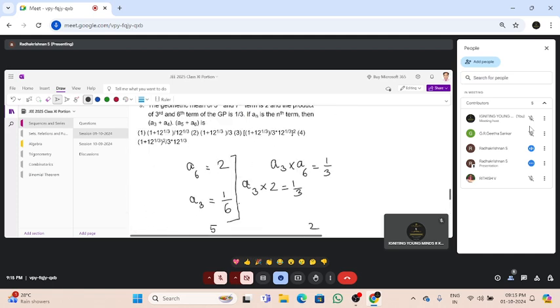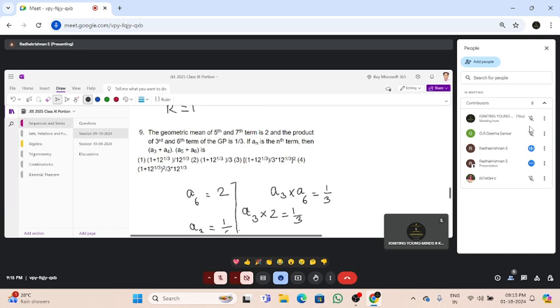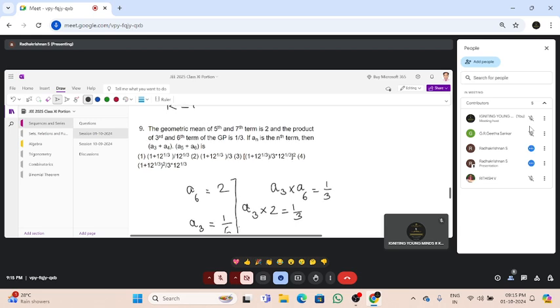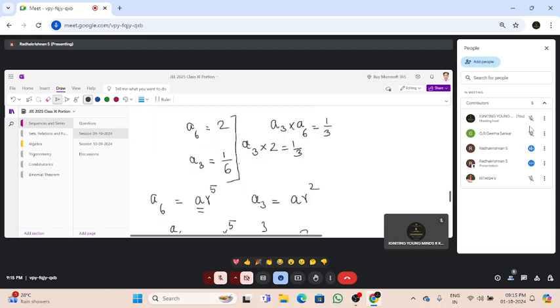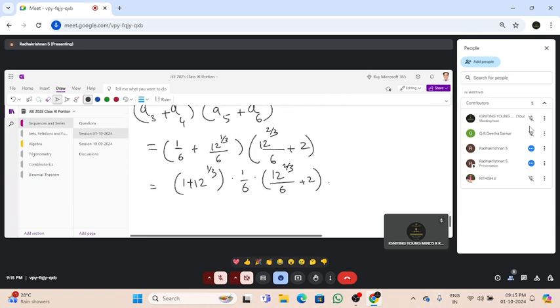But what is the first option? It says simply divided by 12 power 1 by 3: 1 plus 12 power 1 by 3 divided by 12 power 1 by 3. Let us integrate this into the second term. That will become 1 plus 12 power 1 by 3 into 12 power 2 by 3 by 6 plus 2 by 6.